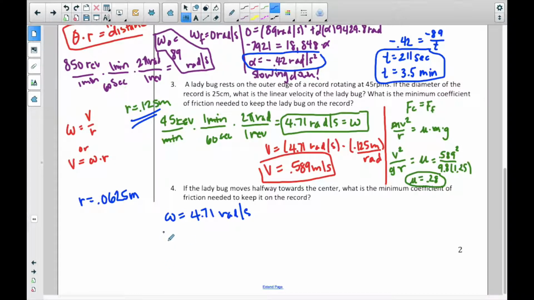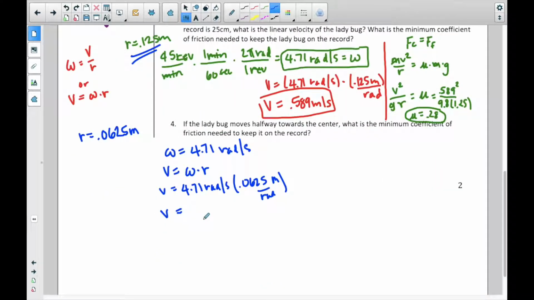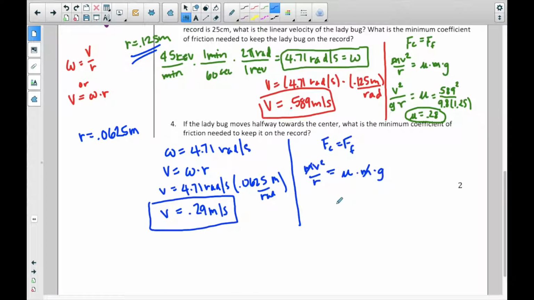I'm going to use that equation I mentioned a little bit ago in the margin, and change this over to linear velocity. So we're going to take that 4.71 radians per second and multiply it by 0.0625. When I multiply those out, you should come up with 0.29 meters per second. To figure out the minimum coefficient of friction in this case, I'm going to do the same setup.